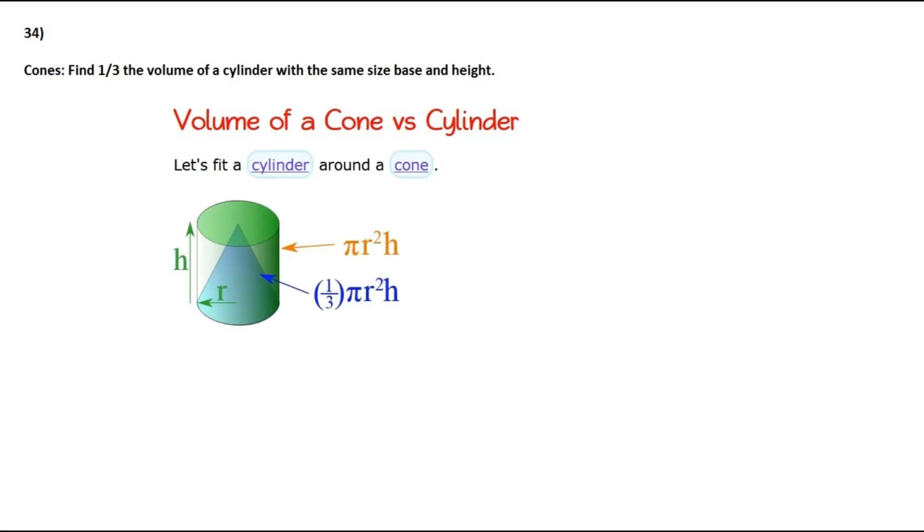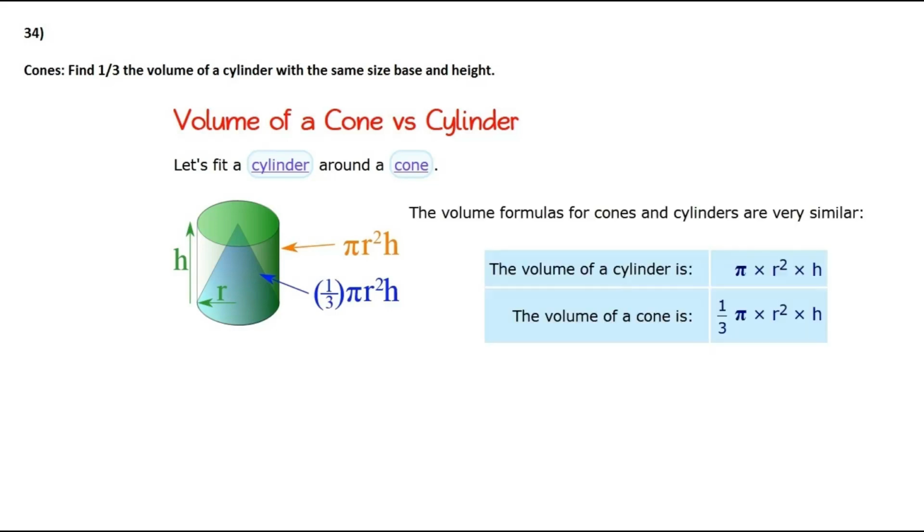So if you superimpose, that's just a big fancy word that means you put a cylinder around or on top of a cone, you'll see that the cylinder's volume is pi times radius squared times height, whereas the cone's volume is 1/3 pi times radius squared times height. Alright, so we're just taking 1/3 of what we find for the cylinder.